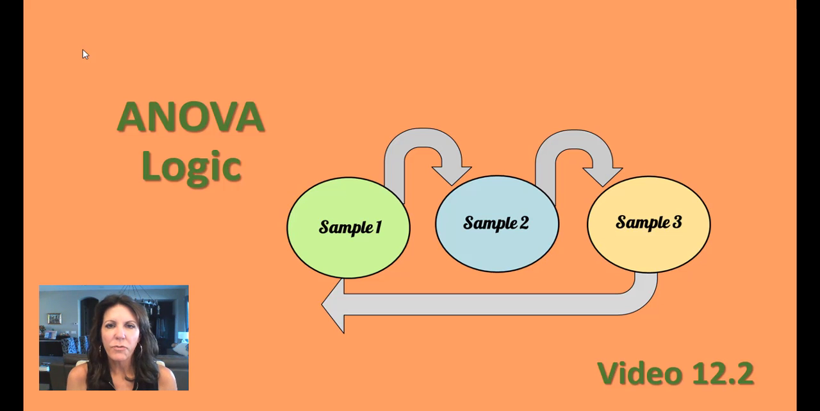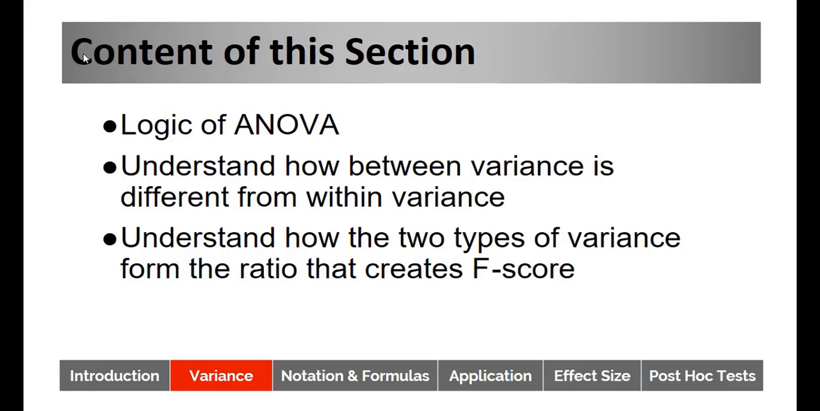In this video, I'm going to go over the logic of ANOVA. It's a little bit different than the logic of the t-test that we've been doing, but basically we're still looking for mean differences between groups. This time it's 3 or more groups. But in order to evaluate those mean differences, we're using variance. And we're using 2 different kinds of variance: the variance that happens within a sample and the variance that happens between samples. Let's take a look. We're going to talk about how variance is different between and within, and also how these 2 types of variance form the ratio that creates the F-score that we talked about.